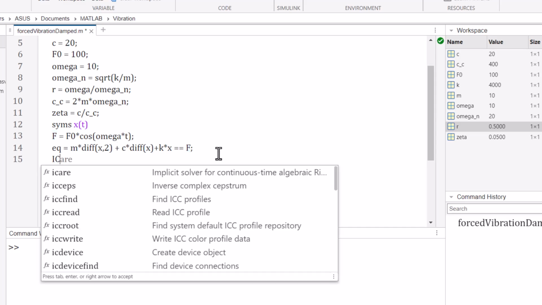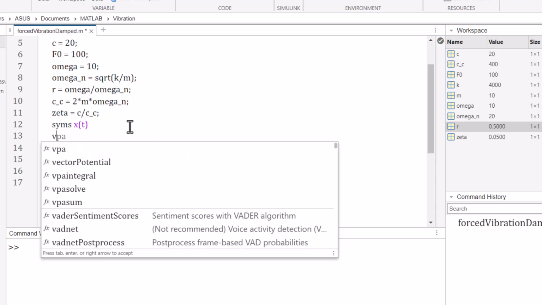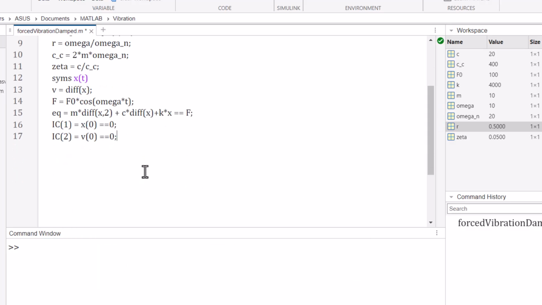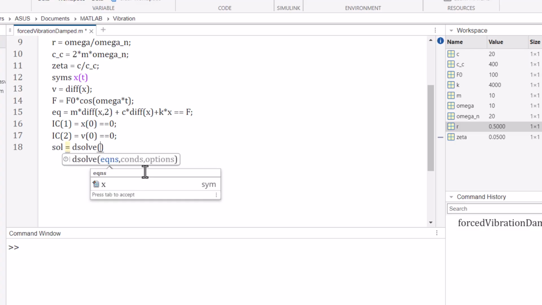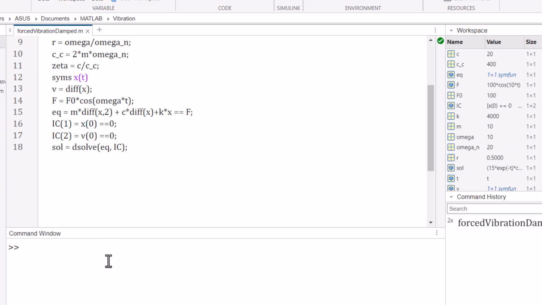Now I have to define the initial conditions, and I take both position and velocity to be initially equal to 0. I also define velocity as the first derivative of x. Now, I save the solution in a variable named sol and dsolve the equation under these initial conditions. I press F5 and I face no errors. So far everything is so good.